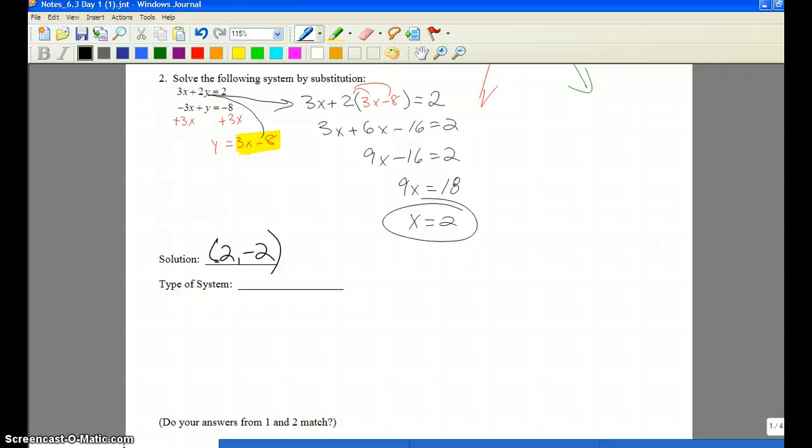What do we do after that? Take that value for x, and we substitute it into the new equation that we made from step 1. You can reference your flowchart too, of course, if you get stuck. So you get y equals 3 times 2 minus 8. Y equals 6 minus 8. Y equals negative 2. And that gives you our answer. We have one solution.